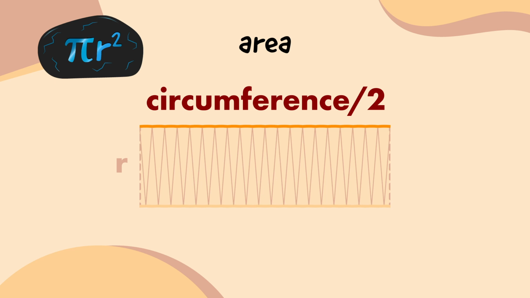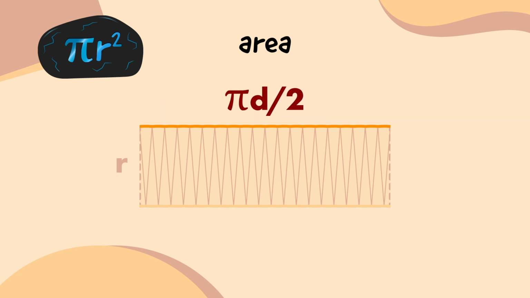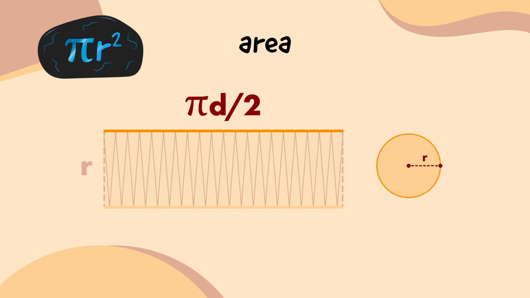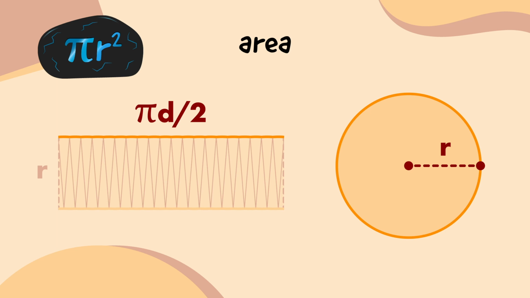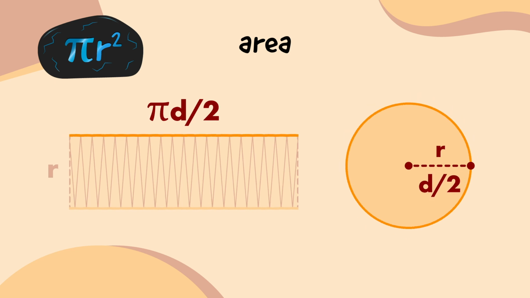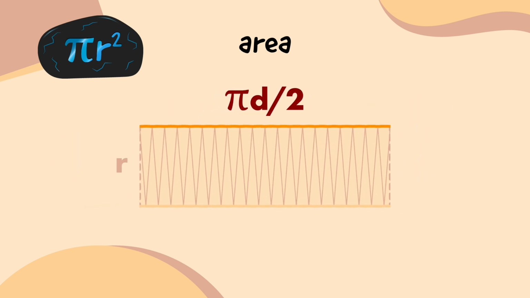Okay, so the circumference of a circle is equal to pi d. So half of that is pi d divided by 2, isn't it? Yes, it is, but we can write it in a slightly different way. We know that the radius of a circle, or r, is equal to the diameter of a circle divided by 2, or d over 2. So that means that pi d over 2 is the same as pi r.